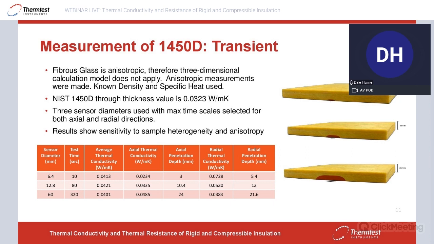What's really interesting is that at the 80 seconds time scale of a 12.8 millimeter diameter sensor, the axial direction is not too bad. The correlation's okay. But there's a very specific requirement for using the anisotropic module, and it's such that the anisotropy through the thickness is repeating and highly organized. Meaning, if this material's anisotropy was repeating and highly organized, you could penetrate at different thicknesses and you would have the exact same axial thermal conductivity.